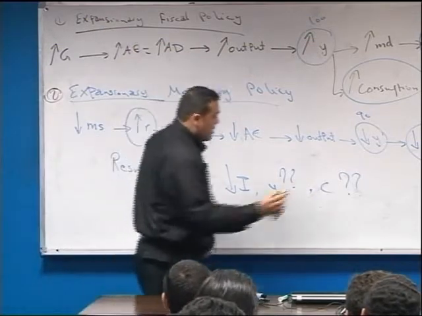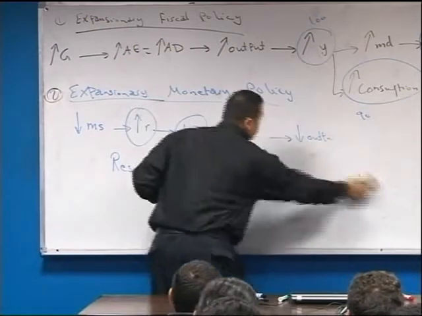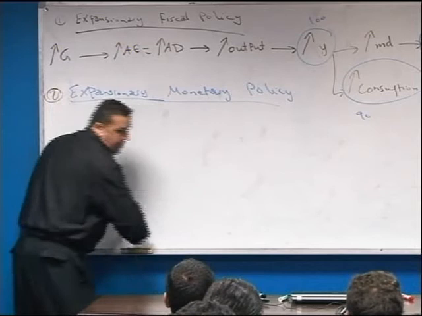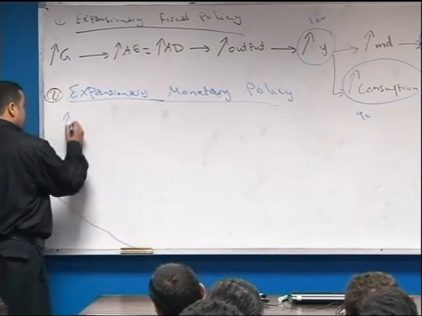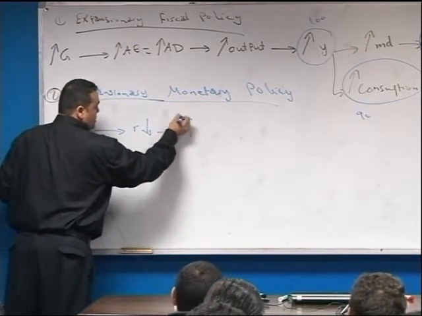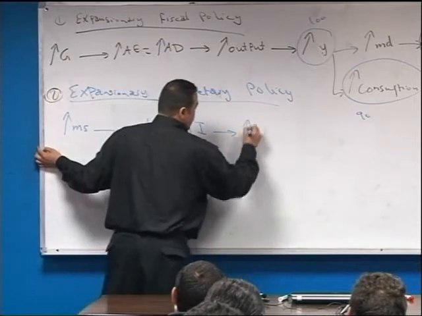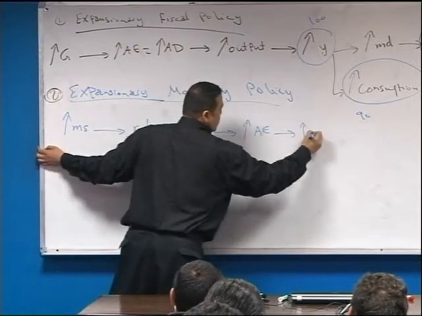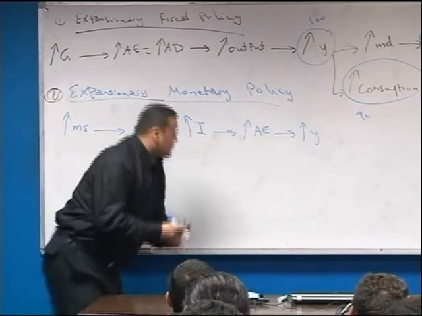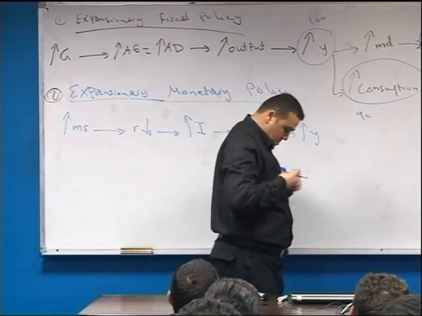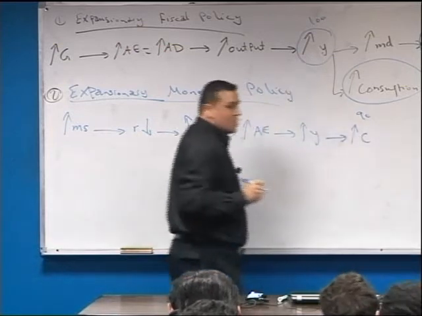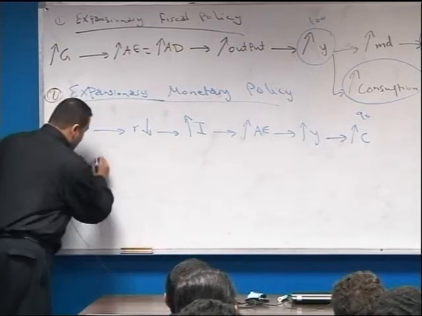خلينا ناخذ الـ expansionary monetary. expansionary monetary means what exactly? Increasing for money supply. Exactly, the interest rate would decline, while investment I would increase. Aggregate expenditure would increase, increasing Y, صح؟ And then the consumption would increase as well. So what are the main results?